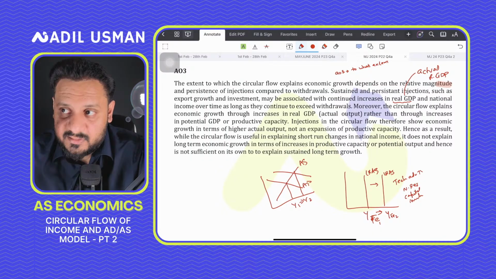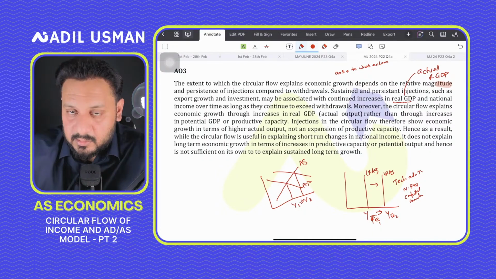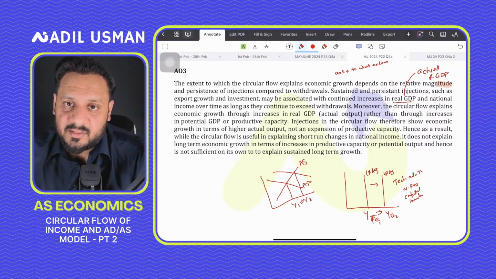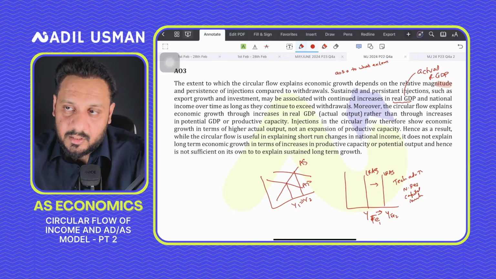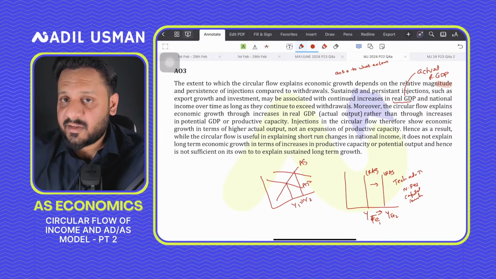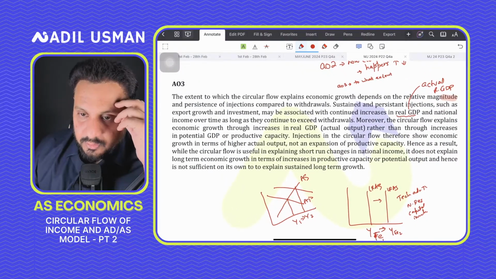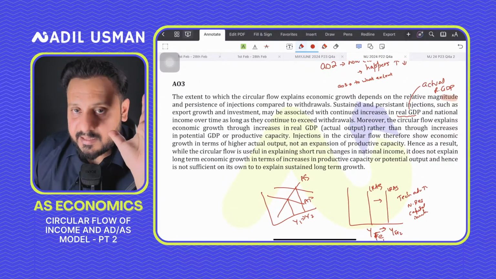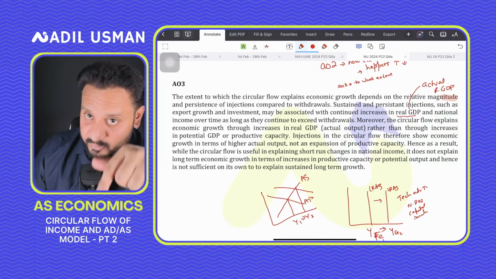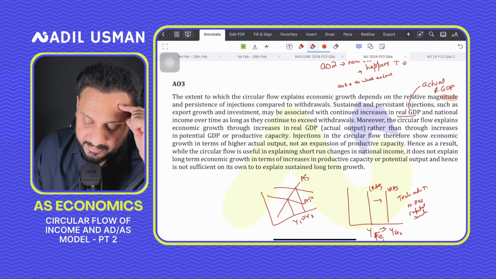So yes, इस extent तक तो circular flow बात करता है economic growth की कि भाई injections अगर ज़्यादा हैं withdrawal से तो आपकी actual real GDP बढ़ेगी. अब जितनी ज़्यादा बड़ी injections होंगी उतनी ज़्यादा आपकी बढ़ेगी. ठीक है, तो ये तो एक बात आप लिखेंगे, लेकिन जो चीज़ बच्चे इस अटैम्प्ट में लिख कर नहीं आए थे वो ये थी.